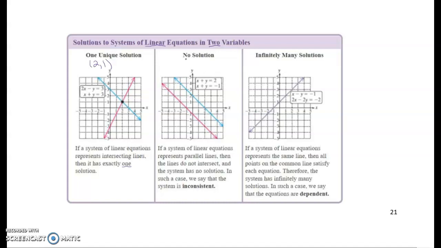Sometimes you're going to get no solution. And we'll look at that here on the next page. If you have two lines that never cross, they don't share any points in common. Those are going to be parallel lines, and it's called inconsistent when there's no solution.